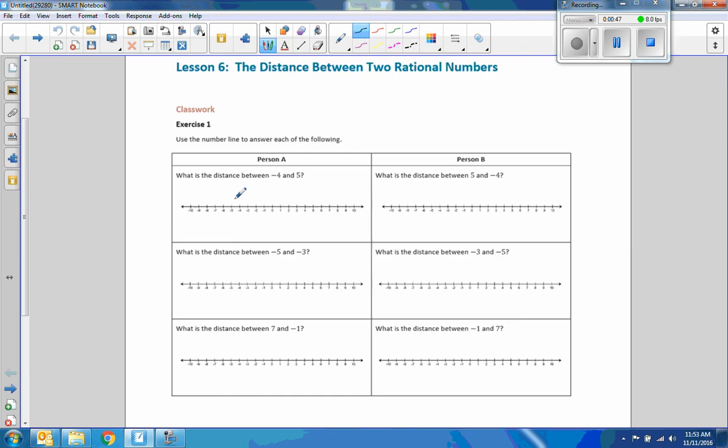Okay, so here's what we're going to do. Pause the video and have person A and person B work each column independently, and then come together when you're done and see what your results look like. Pause the video and start it back up when you're done.